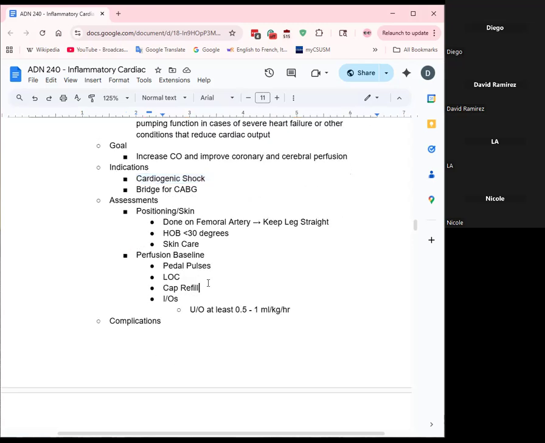You're going to want to maintain a good perfusion baseline. So this is a person with cardiogenic shock, so obviously your priority is going to be related to their perfusion. So you're going to want to check their pedal pulses, especially for this person who has something in their femoral artery. If something is causing an occlusion, that's the artery that's supplying blood to the lower half of the body. So if they don't have pedal pulses, that's not a good thing, right?